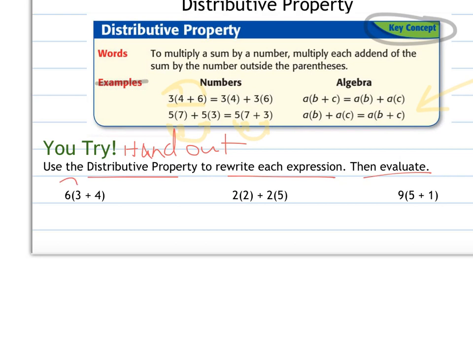So I distribute 6 to 3, so that's 6 times 3. Notice the plus comes down, and I'm also distributing 6 to 4. So that's me writing an equivalent expression. Me evaluating is me solving. So 6 times 3 is 18, plus 24. So I get a value of 42.